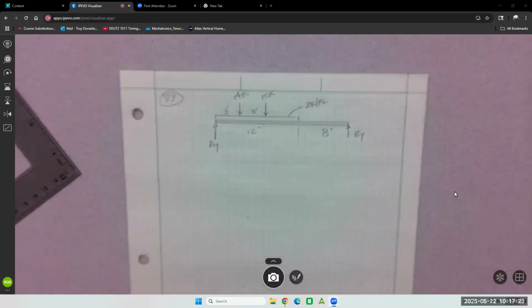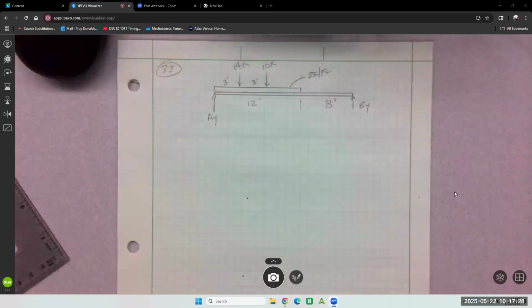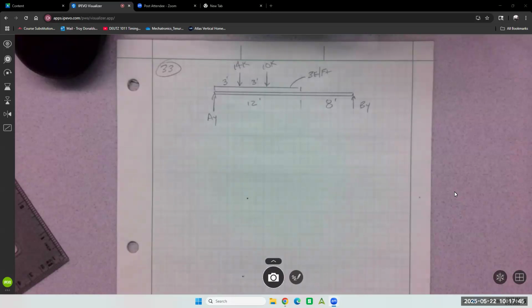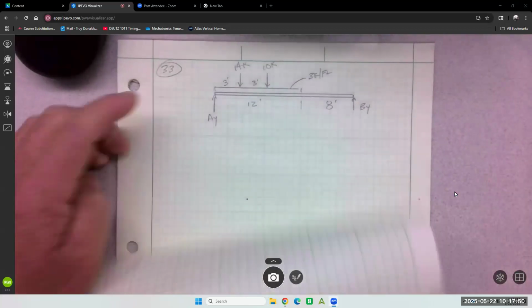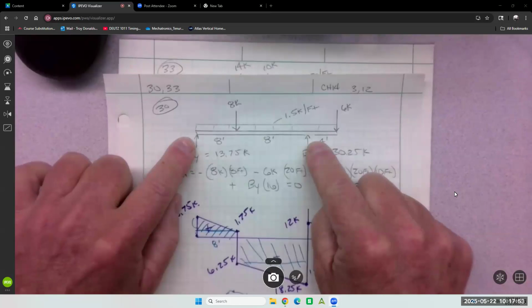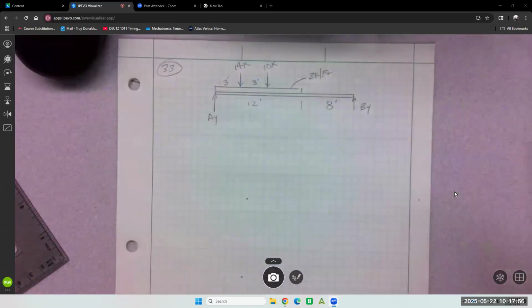All right. This one, the next one, 33. Make sure I transferred it over correctly. 14 and 10 coming down, a distribution of 3 kips per foot for 12 feet and 8 feet at the end. This is called a simply supported beam because the supports are at the ends. This is not a simple supported beam because the supports are not at the end. So I did not do the moment on this one yet.